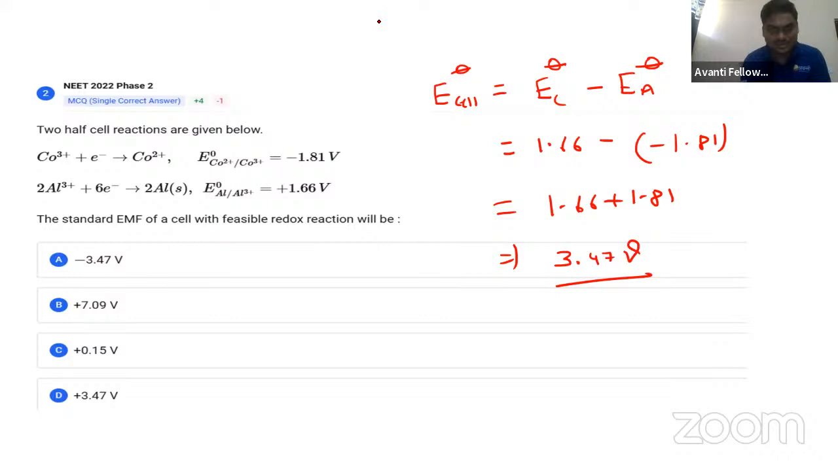That is D. So I hope everyone. JNV, D. One student said A. A is not the correct answer, beta. Negative won't come, because always remember, for any feasible reaction, the value always comes out to be positive. The value will always be positive, it can never be negative. Is this clear to everyone? Done. Chalo, so 3.47 is the correct answer.